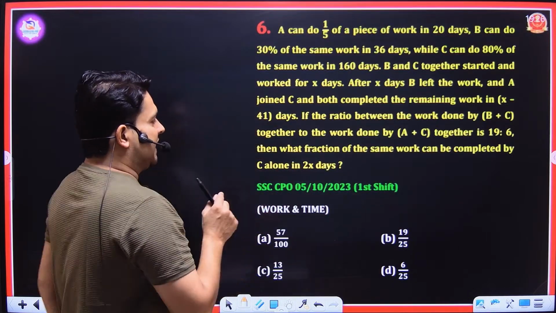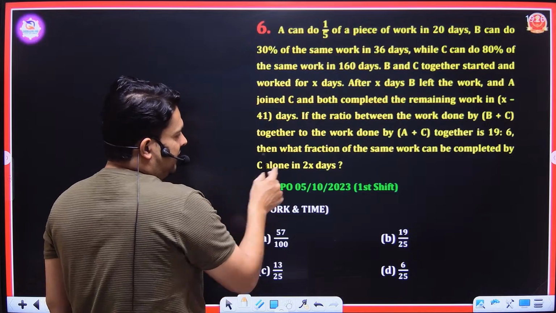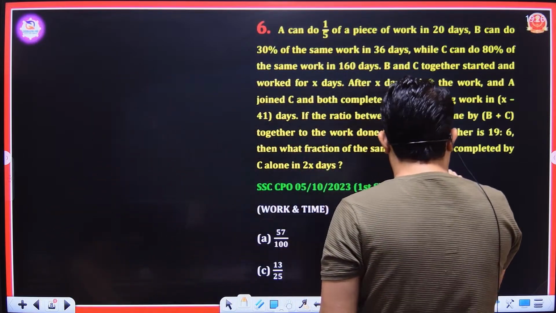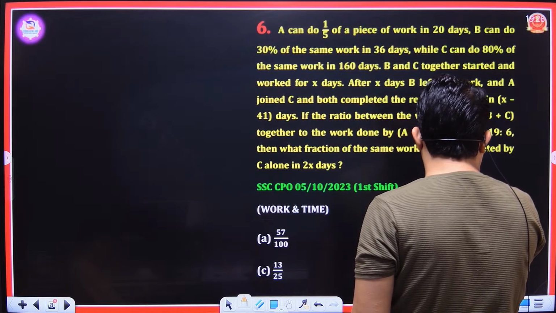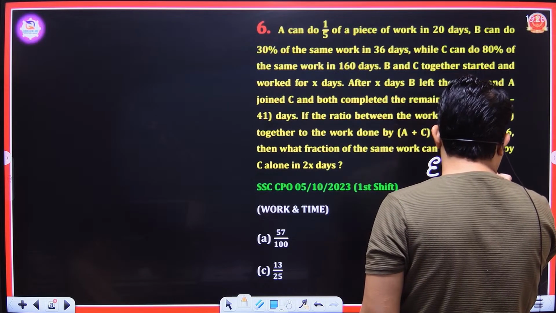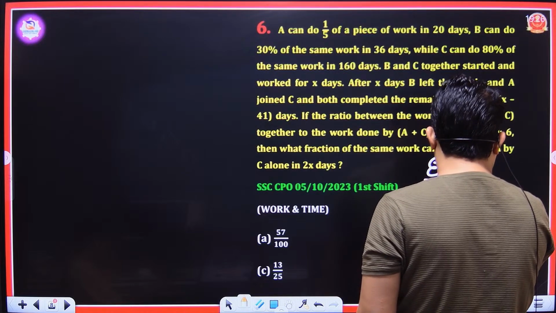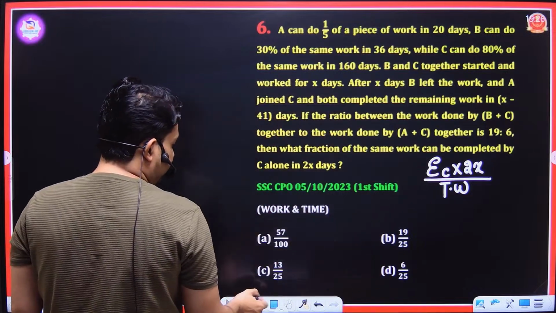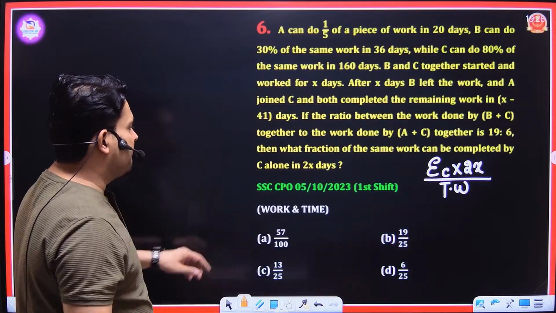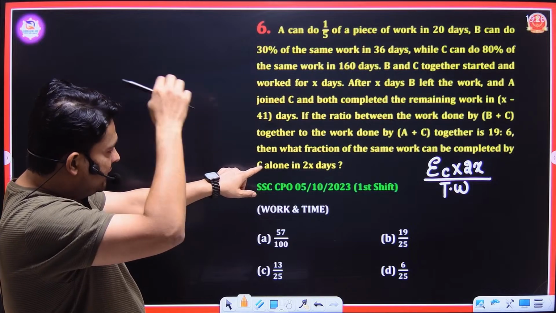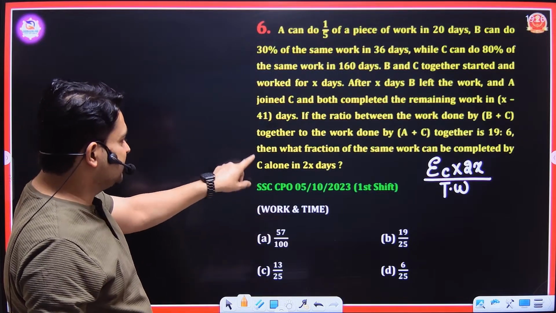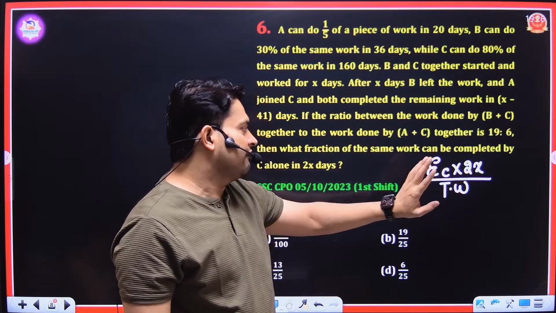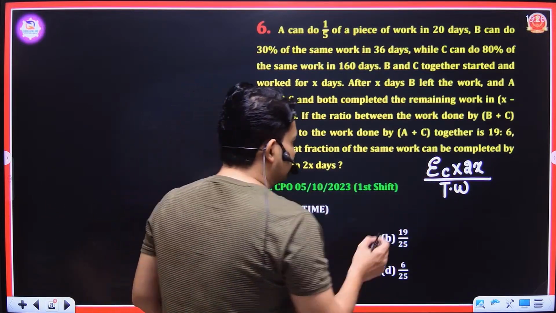See, we have to find out the efficiency of C, the value of X, and the total work. What we have to find out is efficiency of C into twice of X upon total work. This one we have to calculate, because this work has to be done by C in 2x days. So efficiency of C into twice of x days upon total work is my required thing.